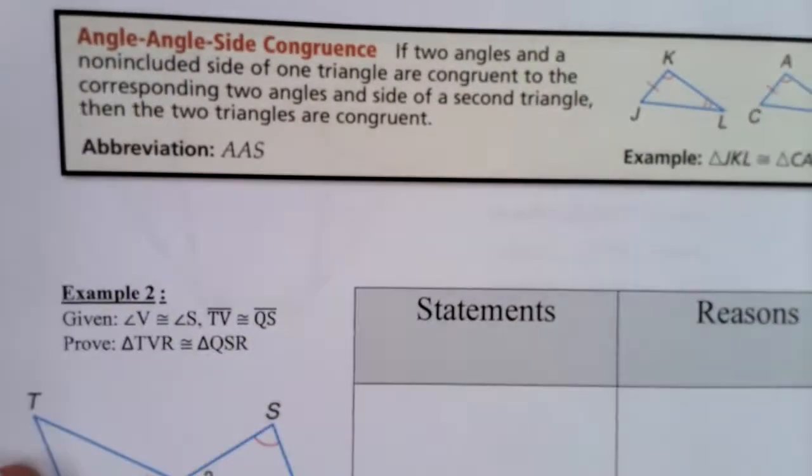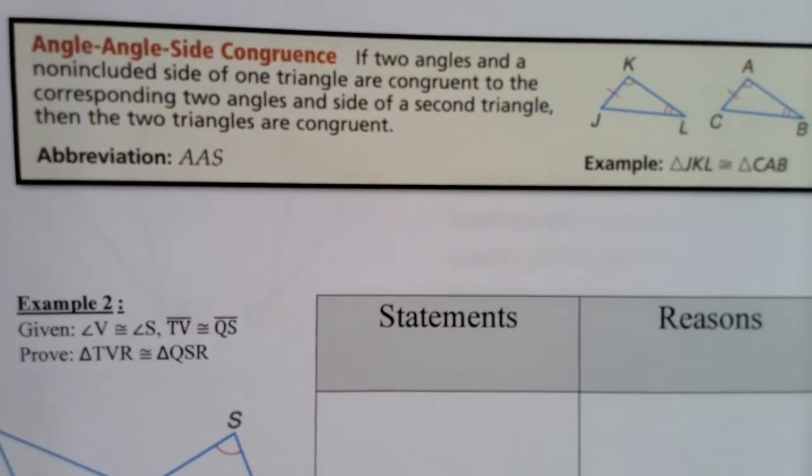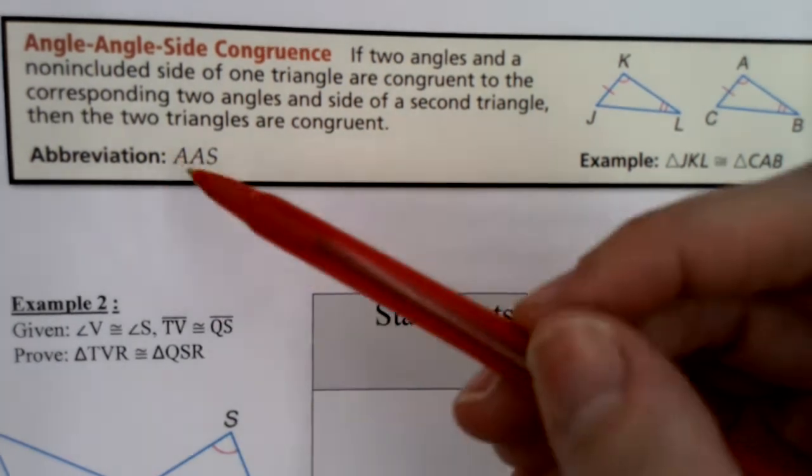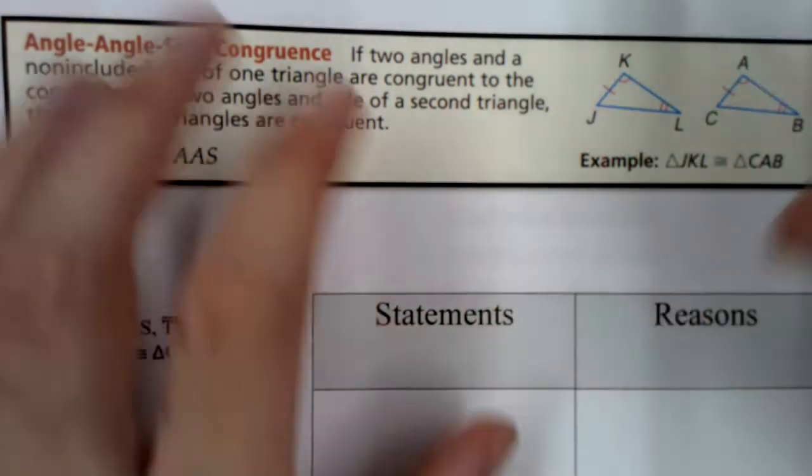We have one more shortcut. This one is angle, angle, side. If 2 angles and a non-included side of one triangle are congruent to the two corresponding angles and a non-included side of a second triangle, then the two triangles are congruent by angle, angle, side, AAS for short.